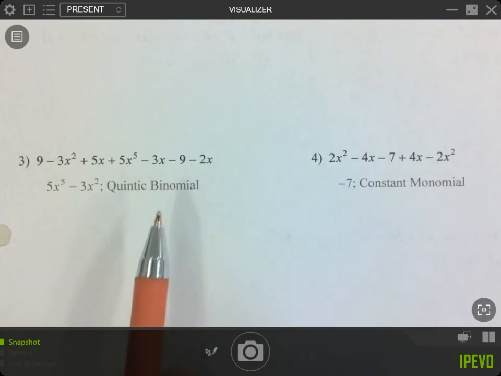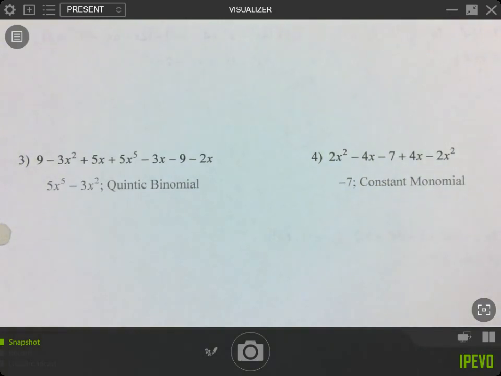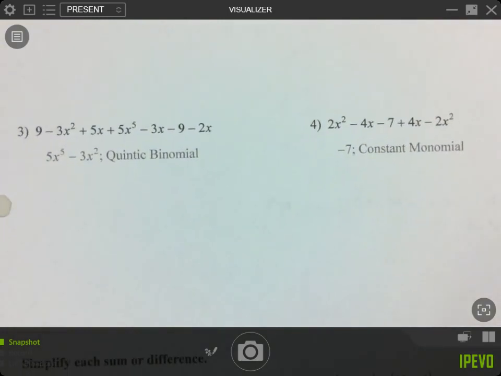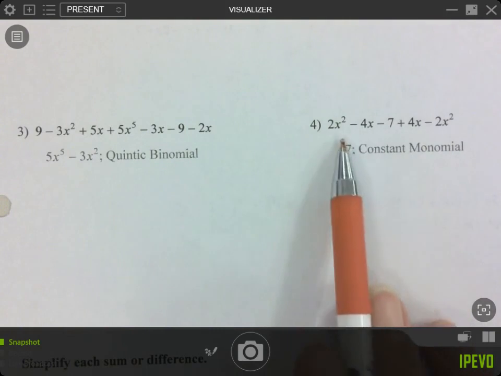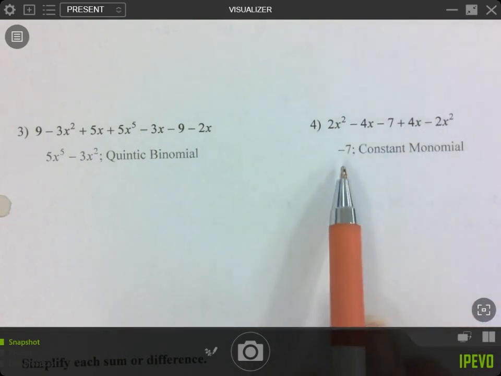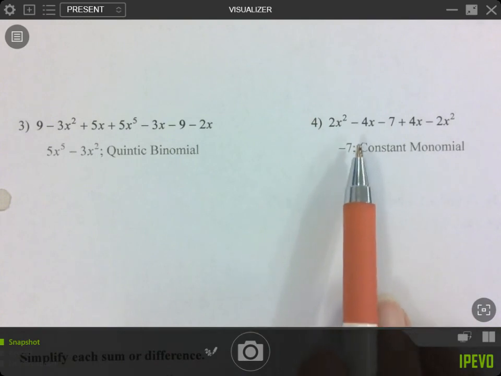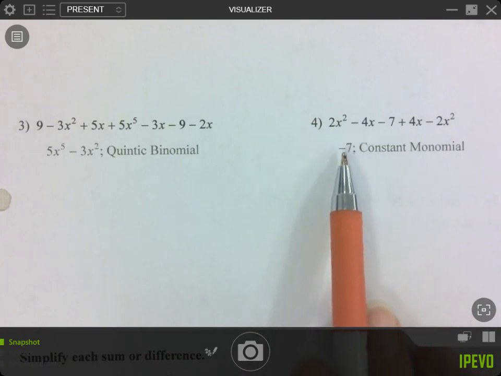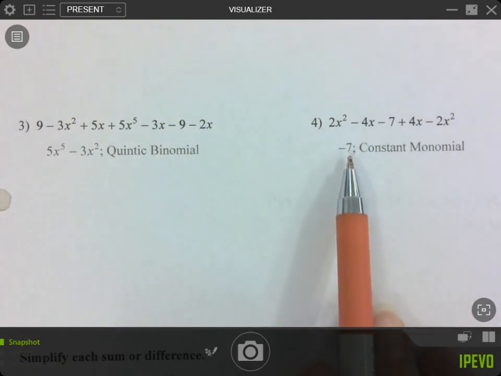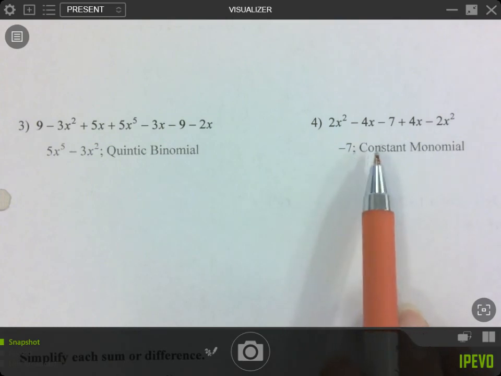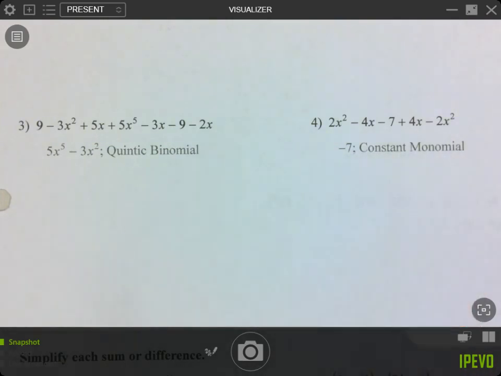So you have these in your chart, the different names, and this is something that I really recommend you put on a note card so you had access to refreshing it and studying it on a regular basis. Everything canceled out but that -7. So the degree of -7 is 0. There is a 1 on the 7, but it's -7 x to the 0. And so that's a constant monomial because of 1 term.